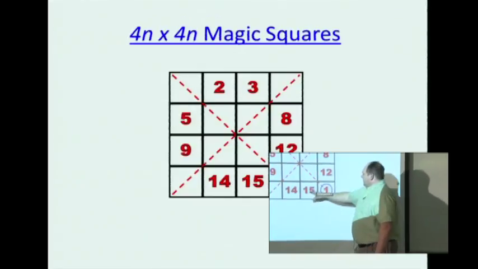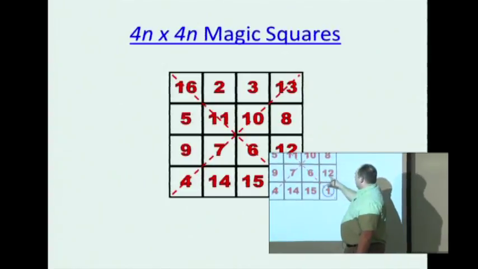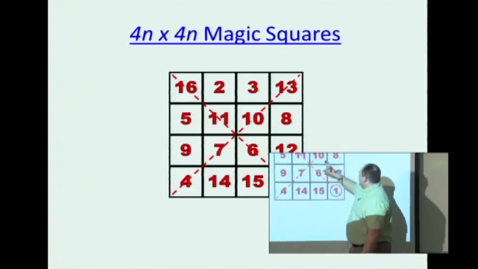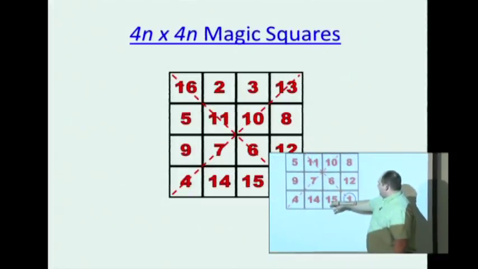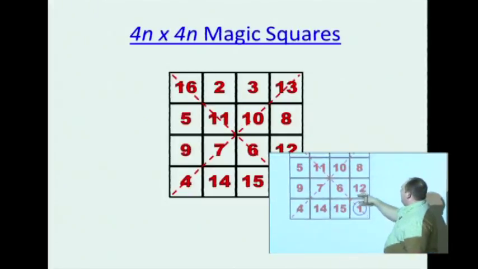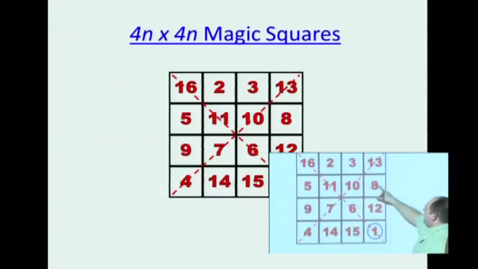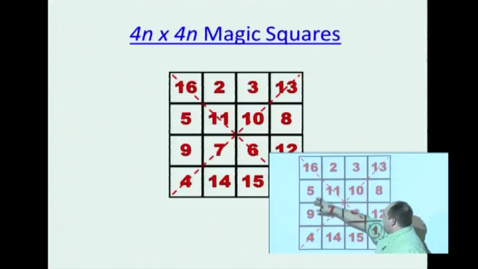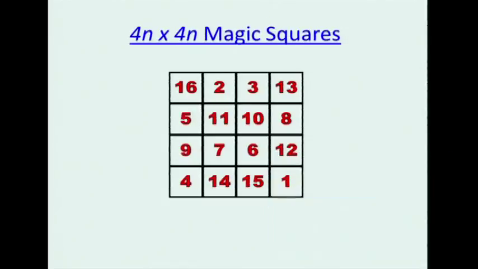So 1, 2, 3, 4, 5, 6, 7, 8. Wait, I messed up, sorry. 1, 2, 3, 4, 5, 6, 7. This was already occupied. Then 8, 9, 10, 11, sorry, 12, 13, 14, 15, and then 16. So when you take out the blanks, you have a magic square.